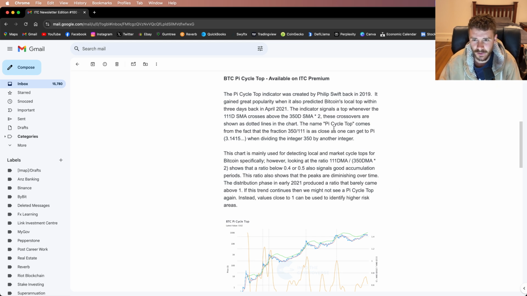Okay, so the name Pi cycle top comes from the fact that the fraction 350 divided by 111 is as close as one can get to pi. It's 3.1415. It's very close to what pi is. The ratio number there to work out what pi equals is basically a circle. The calculation for the area of a circle, and that's what these two moving averages do. Okay, so that is that.